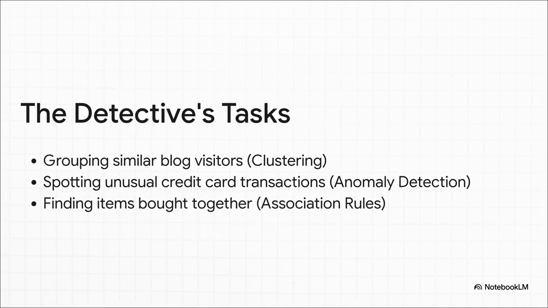Right, so this is where the machine puts on its detective hat. It just sifts through all this unlabeled data looking for hidden structures and patterns. For example, it could cluster your blog visitors into different groups without you ever telling it what those groups should be. Or, and this is a big one, it can do anomaly detection. You know, flagging a credit card transaction that looks totally different from your normal spending habits. It is all about discovering these hidden patterns that a human being might just completely miss.